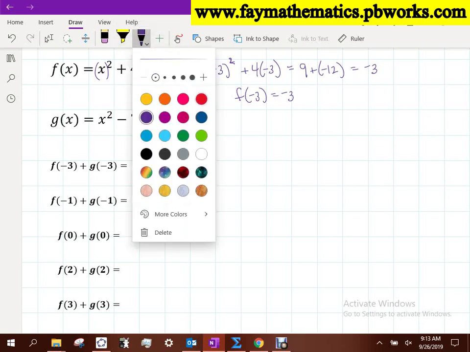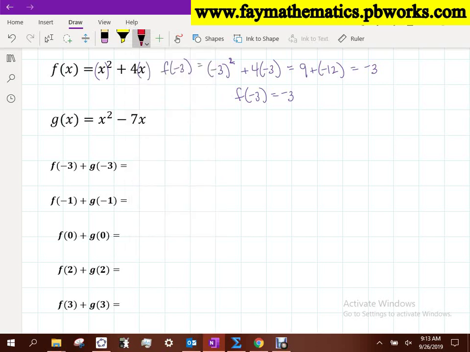Now they want g of negative 3. So I'm going to go down to g, and I'm going to substitute negative 3 in. Okay, again, use that idea where it's going to be a negative 3 squared minus then 7 times negative 3. So again, 9, and then plus 21, right? So then that gives us obviously 30. So now we've got the idea that g of negative 3 is equal to 30.